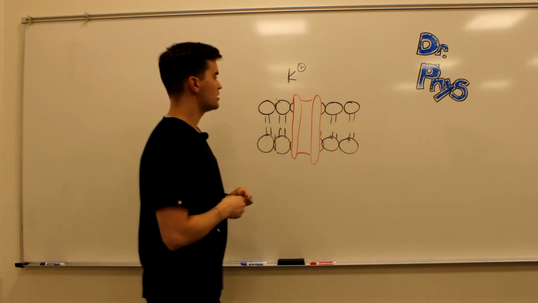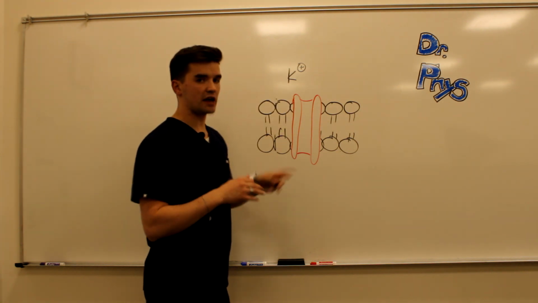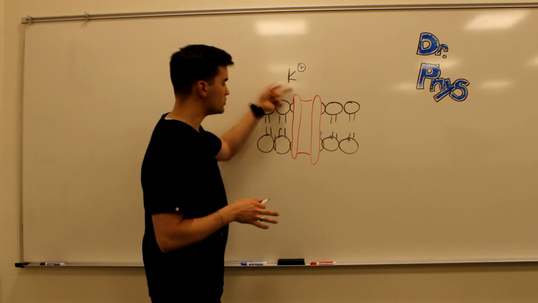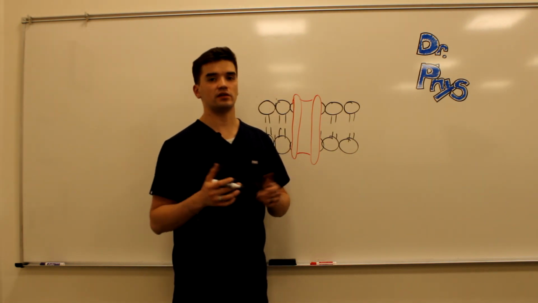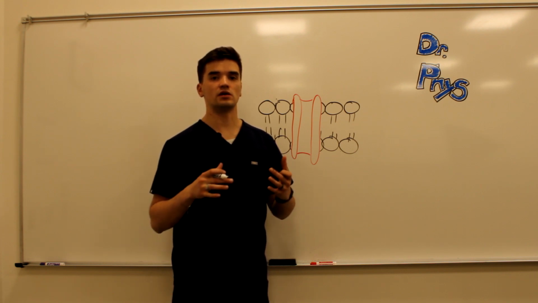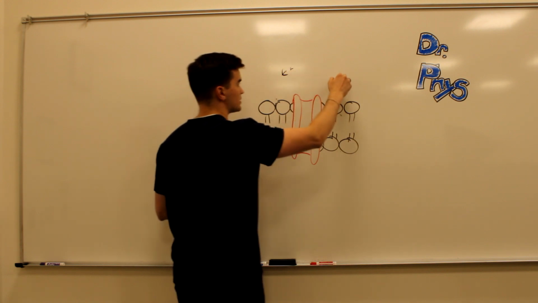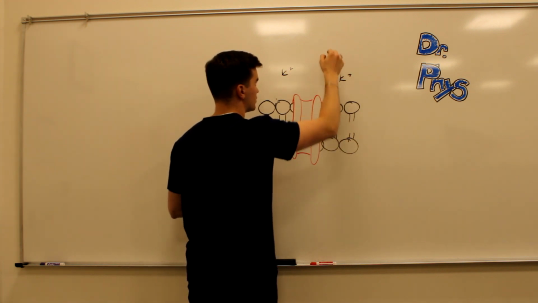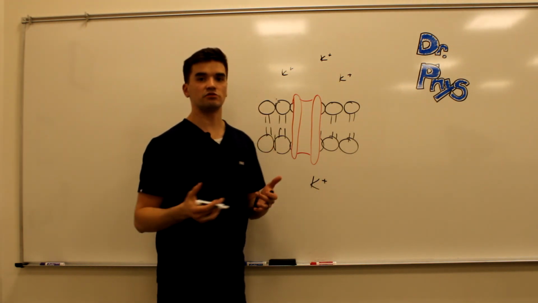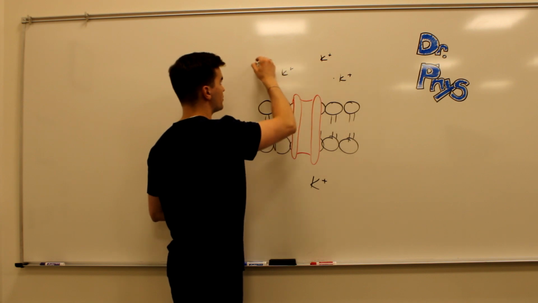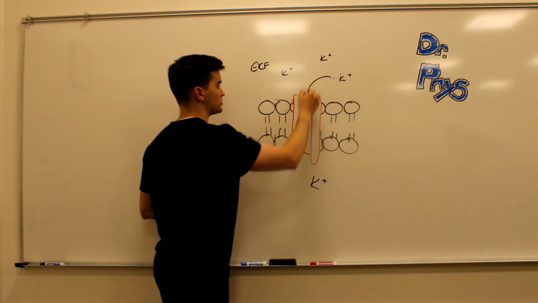Leak channels will allow bigger ions to diffuse naturally across a membrane, without any energy being used. Depending on where the concentration is higher, that will depend on where the leak channels allow potassium to flow. So if there are a lot more potassiums out here than in here, then we would expect the potassium to flow where? Potassium would flow from the extracellular fluid into the intracellular fluid.